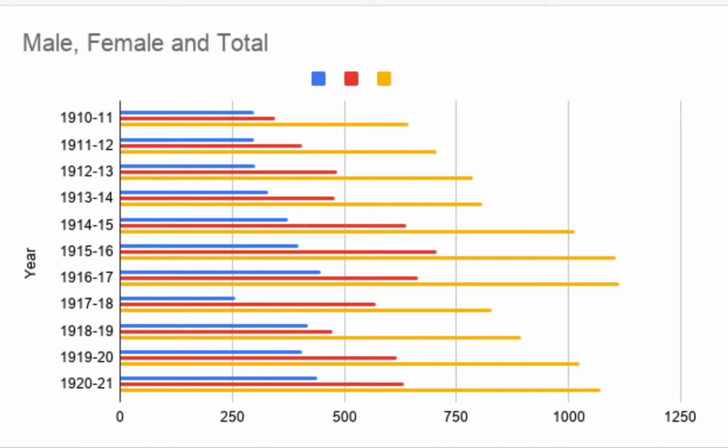Possibly that's when the university added a teaching program, a teacher training program of some kind, and maybe that's why you see more women enrolling, because that was one of the fields that was open to women at that point.